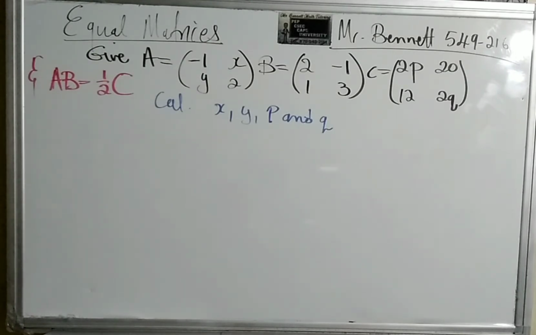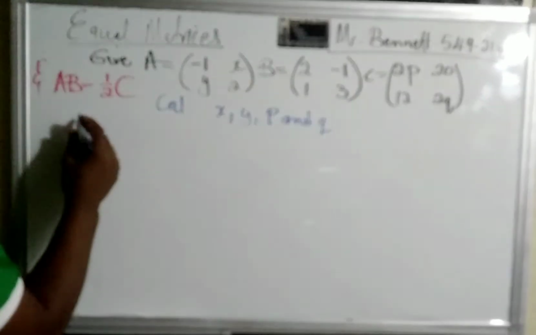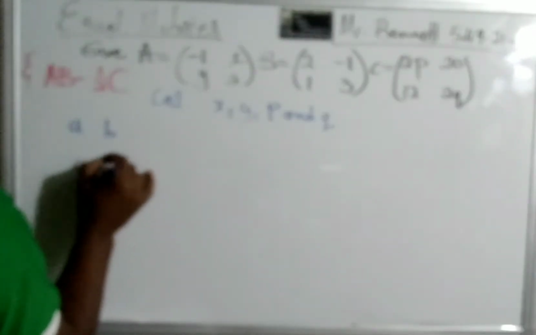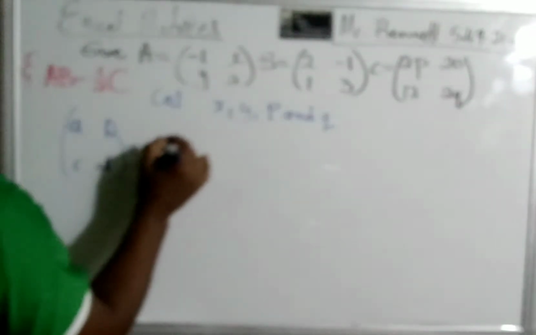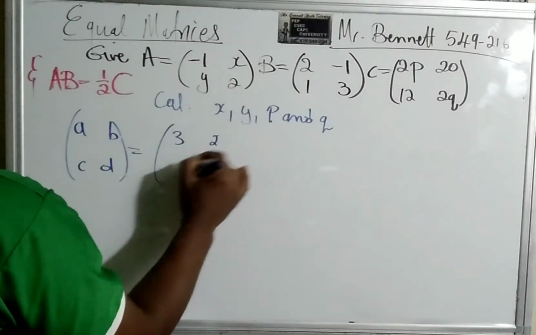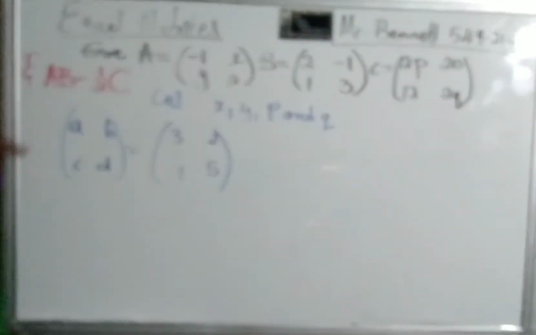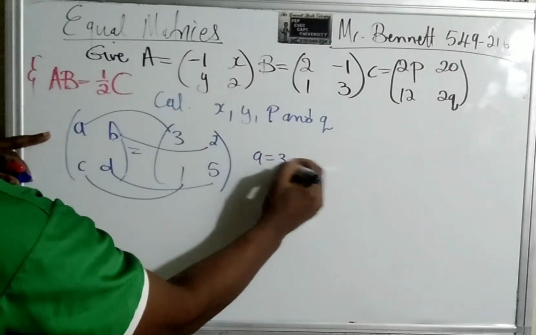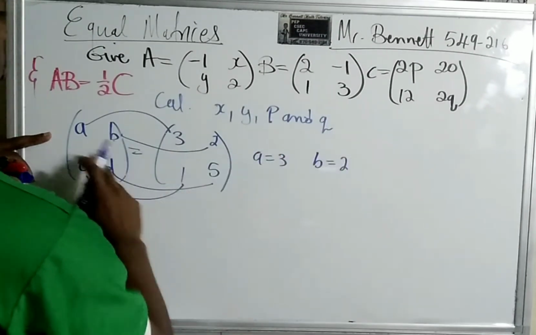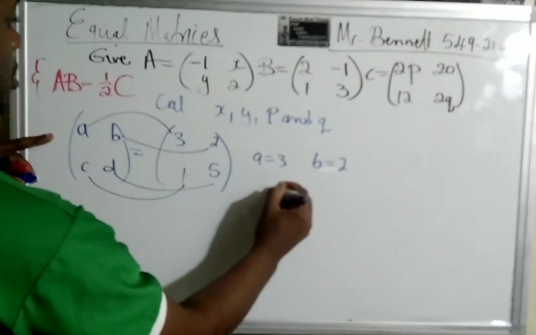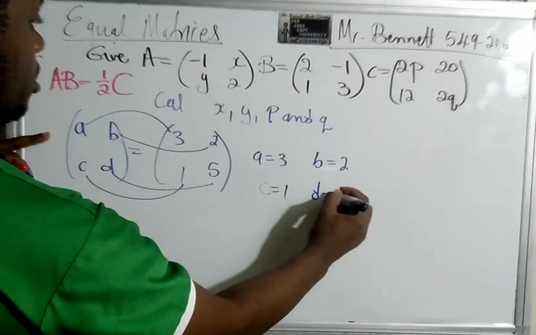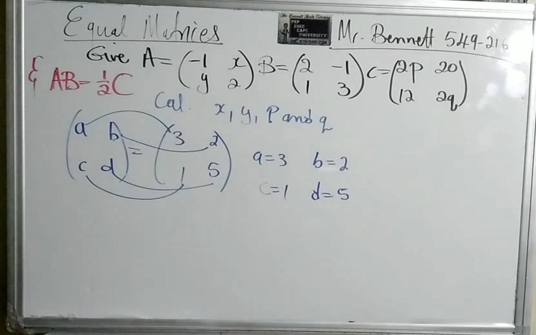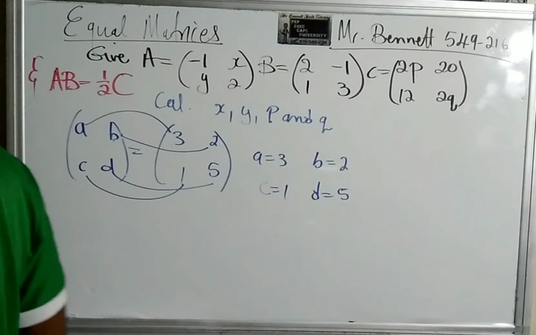But before I actually do this question, something that you guys should know: if a matrix in this form [a, b; c, d] is equal to another matrix, it simply means each entry is equal to its corresponding one. So a would be 3, b would be 2 because of its position, c is 1 and d is equal to 5. So just a point to note, put that in your notes, and let us proceed.